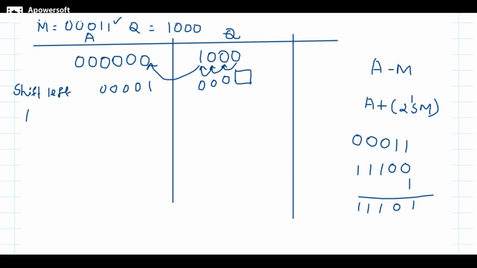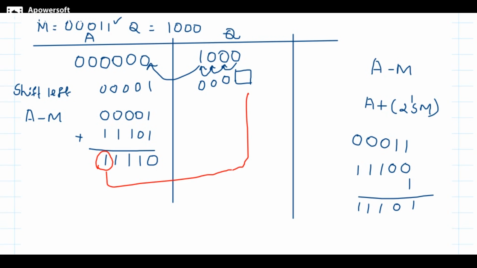So now we are performing A minus M. I'll write A as it is, 0, 0, 0, 0, 1, plus 2's complement of M, that is 1, 1, 1, 0, 1. Now add: 1 plus 1 is 0, and so on, giving 1, 1, 1, 1, 0. Now check the sign bit. If the sign bit is 1, set Q0 equal to 0 and restore.